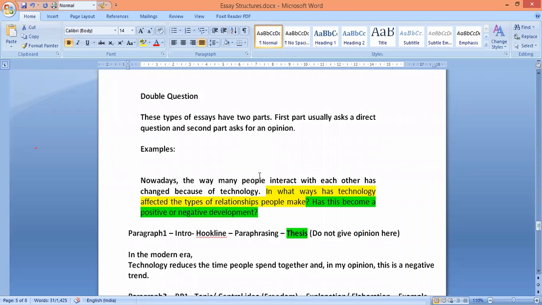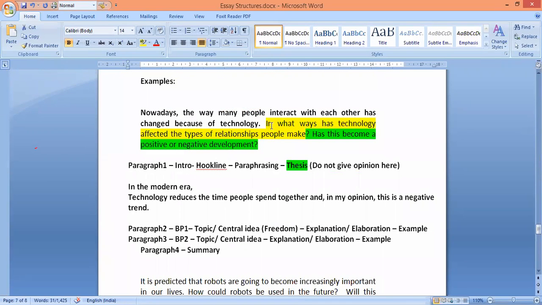So this question has two instructions. That's why we call it a double question. It has two instruction statements, not one. One is the direct question, another is the opinion. It is asking for some answers also, and it is asking for some opinion also.